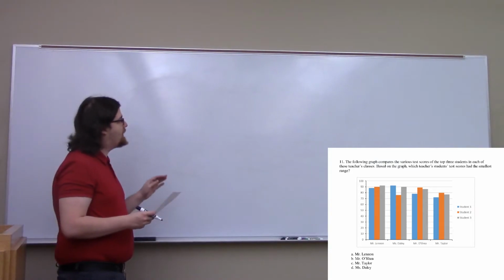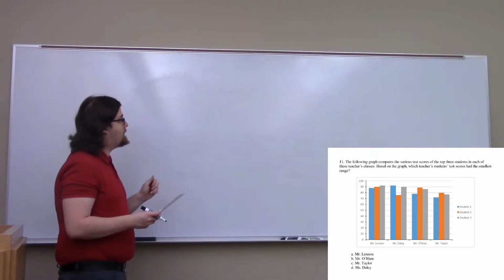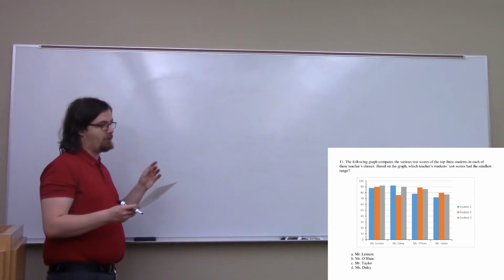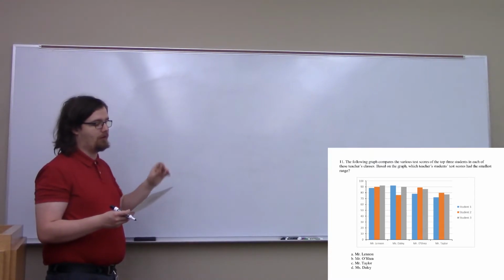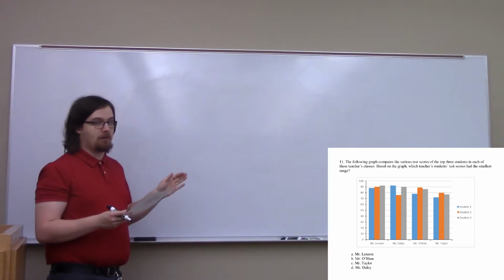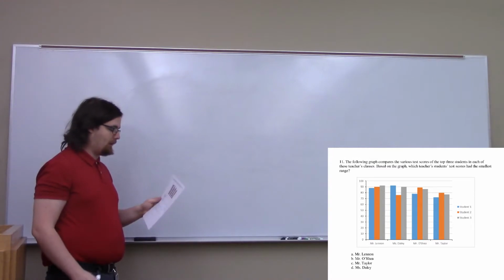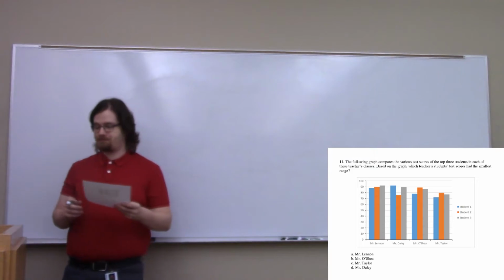Now the simplest way to do this is just by looking at it by inspection. We can immediately tell that the first graph for Mr. Lennon has the smallest range because it has the smallest difference in the highest and lowest scoring students here. But if we don't want to use inspection, we want to actually calculate the numbers, we can go ahead and develop a very basic table.